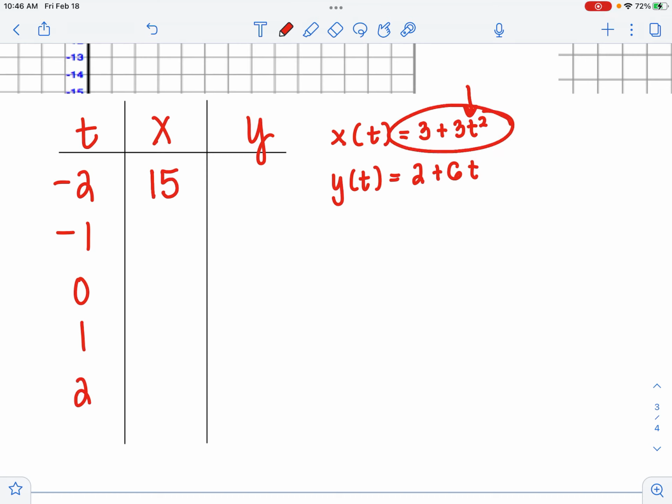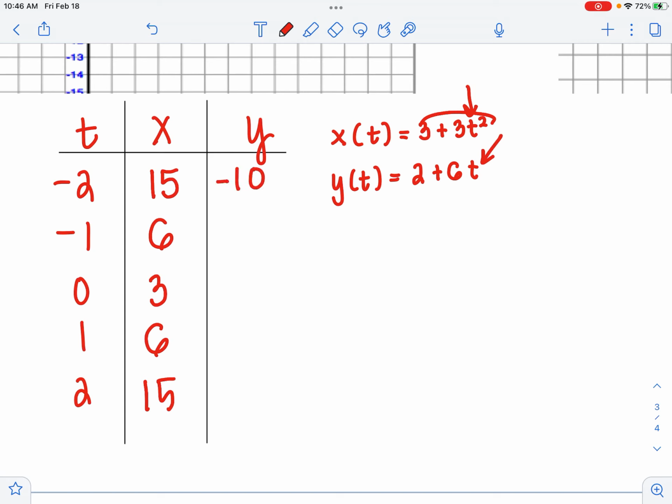It should, however, be symmetric. Plug in -1 now. -1 squared is 1, times 3 is 3, plus 3 is 6. Plug in 0, I get 3. Plug in 1, I get 6. And plug in 2, I get 15. So it is symmetric for that quadratic. Now I'm going to plug in -2 here: 6 times -2 is -12, plus 2 is -10. This is linear, so I can just keep adding 6: -4, 2, 8, 14. Now I'm going to graph my 5 points.